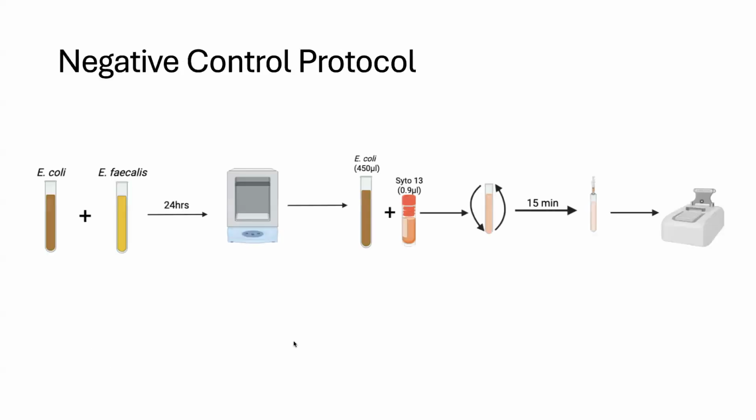To test this, we took E. coli and E. faecalis, and we incubated them overnight for 24 hours, separately from each other in their own cultures. We then took our E. coli and prepped it how the phage were prepped. We combined it with Cyto13, mixed it end over end for 15 minutes, and then put it through a filter and measured the fluorescence intensity on the plate reader.